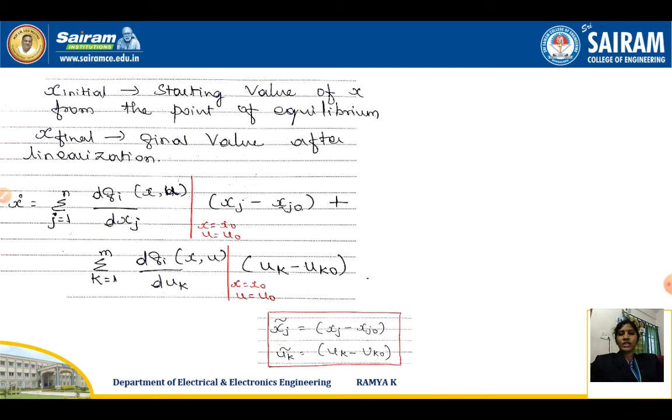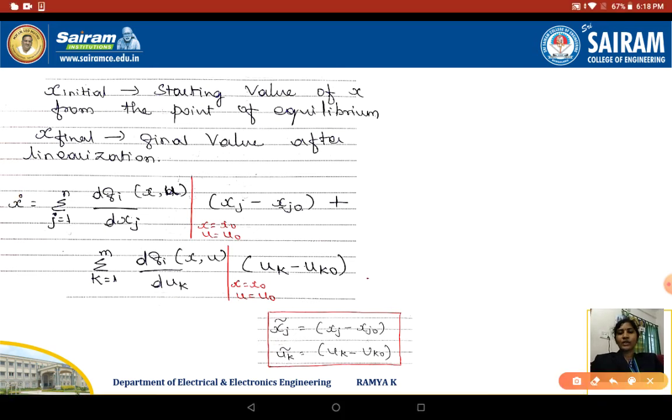So x initial is nothing but your starting value of x from the point of equilibrium. x final is the value once the complete system has got linearized. So the initial point of equilibrium is going to be your x initial, and once your system is completely linearized, it is going to be your final value.